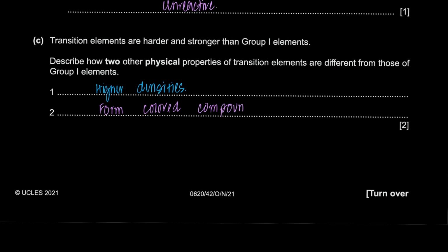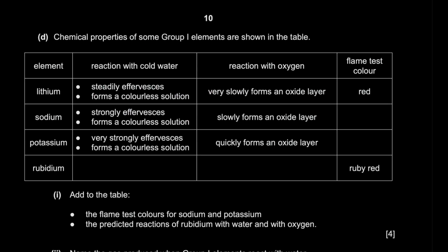Group 1 and group 2 elements form solutions or salts, which are solid. They will be white, or the solution will be aqueous but colorless, right? But transition elements will have color. You know this because if you look at the data booklet, you can see every transition element has a unique color. Copper is blue, iron 2 is green, iron 3 is red, so on and so forth. Let's move on.